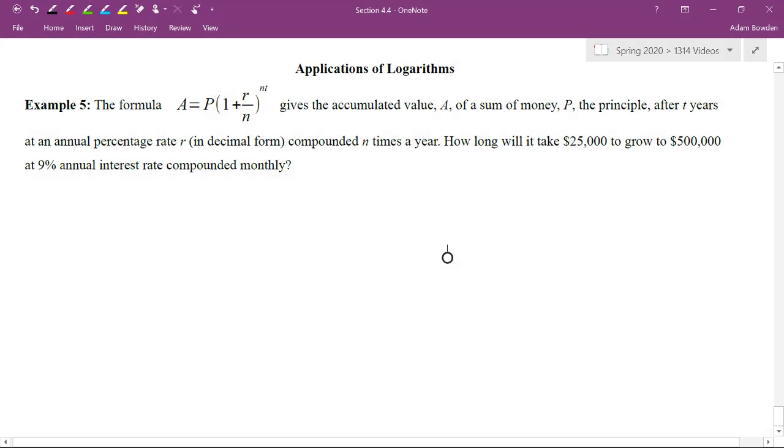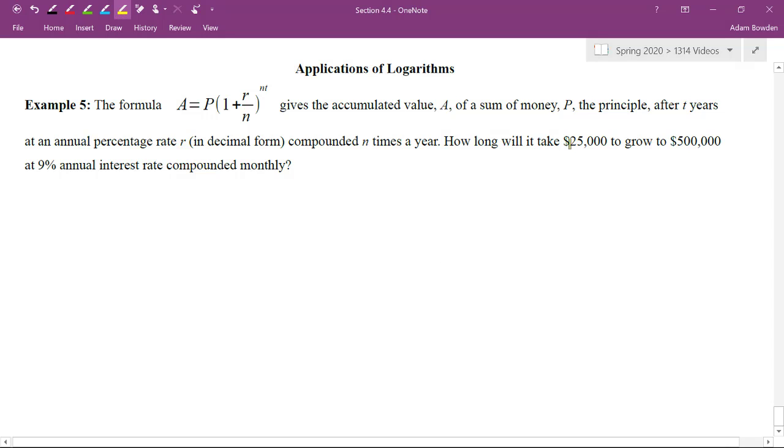Okay, one last thing to try to solve, and that has to do with compound interest. We had this formula which gives the accumulated value, A, of a sum of money, P, the principal, after t years at an annual percentage rate of r in decimal form, compounded n times per year. So what we'd like to know is how long does it take for $25,000 to grow to $500,000 at a 9% annual interest rate compounded monthly.